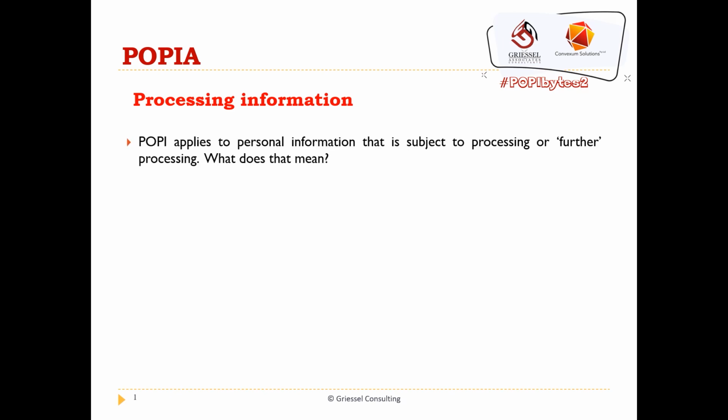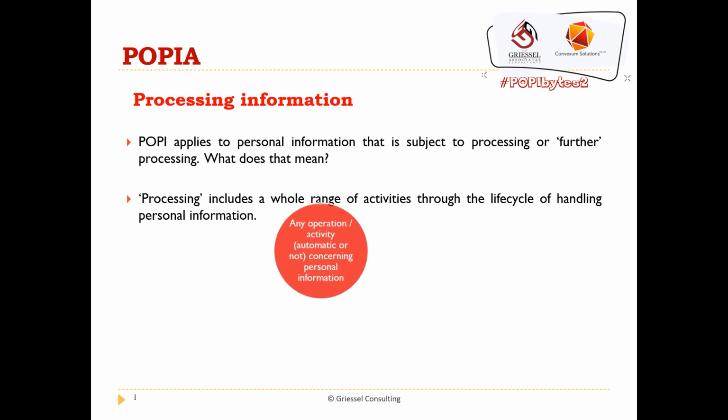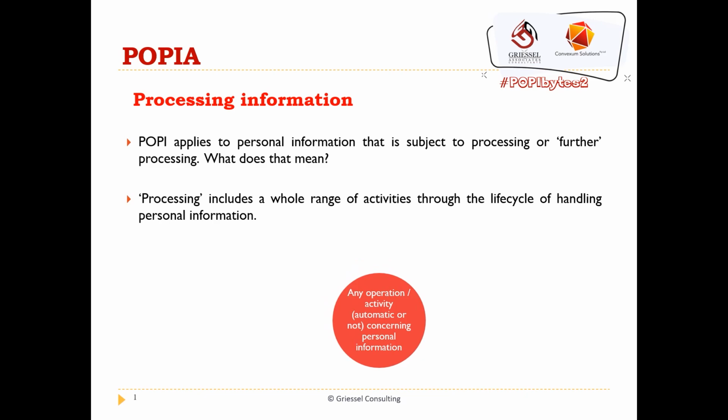Hi everybody. So today we're going to talk about processing information in terms of the POPI Act. POPI applies to personal information that is subject to processing or further processing. What does that mean exactly? So in terms of the definition of the POPI Act, processing includes a whole range of activities all through the life cycle of handling that personal information. So from the time that you first collect or receive or record information, personal information, the way that you organize it, how or where you store it, updating or changing it, the way that you retrieve it or consult it or use it, all of that is included in the definition of processing.